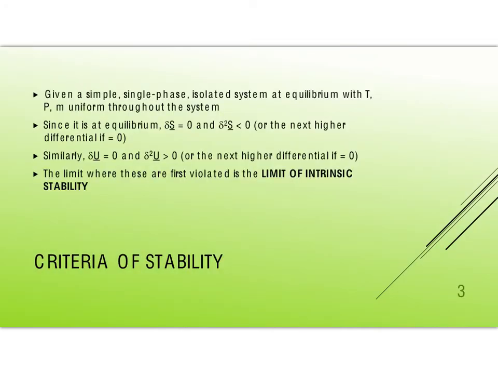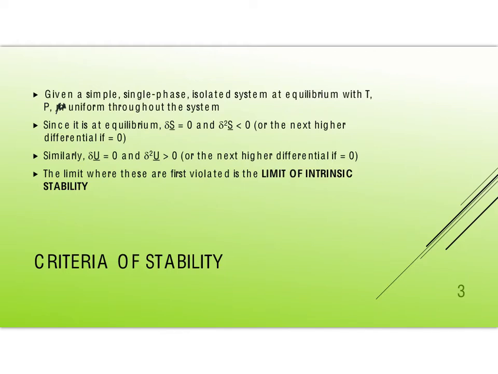So the basic criteria for stability is that if you have a simple single-phase isolated system that's at equilibrium, so the temperature, pressure, and chemical potential are uniform throughout the system. If it's at equilibrium, then what we know so far is that ds will be 0 and the second differential of s will be negative. If that happens to be 0, then we'll need to go to the next higher differential.